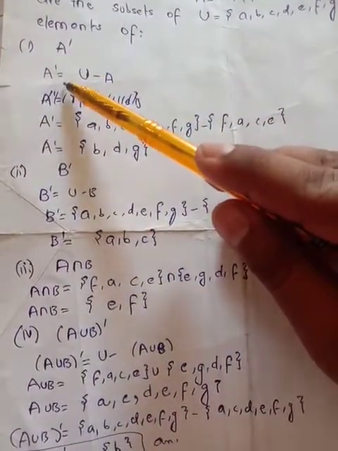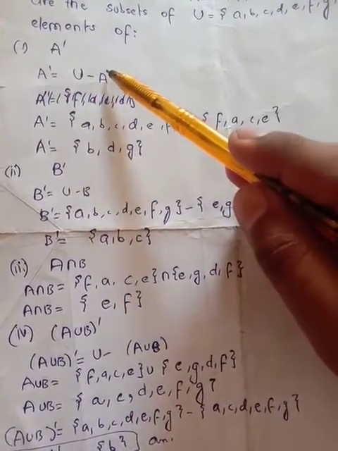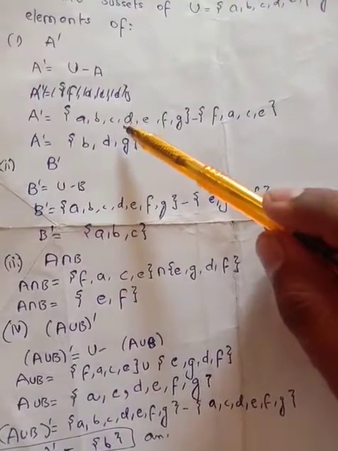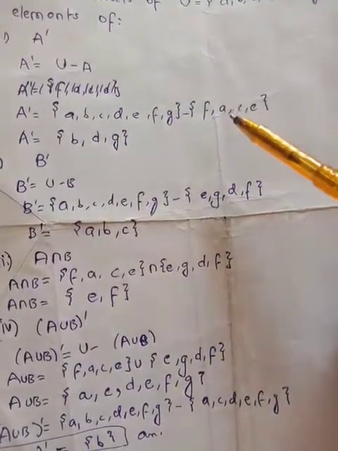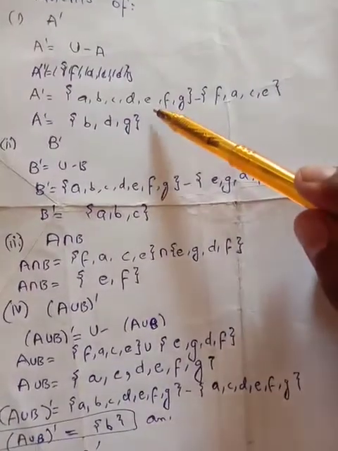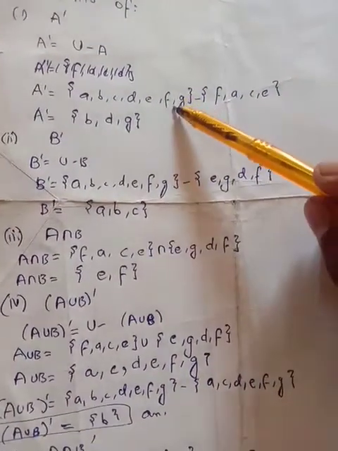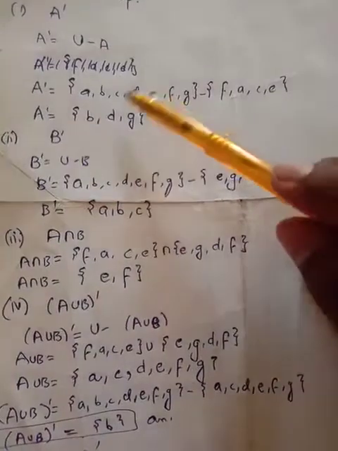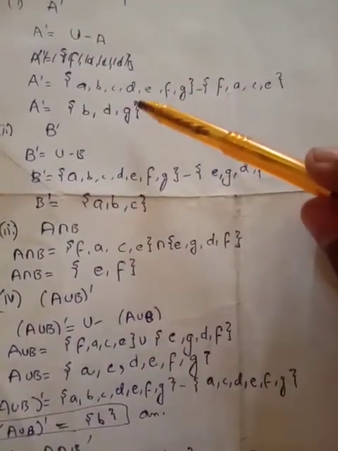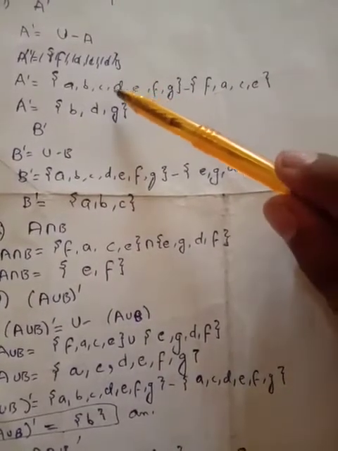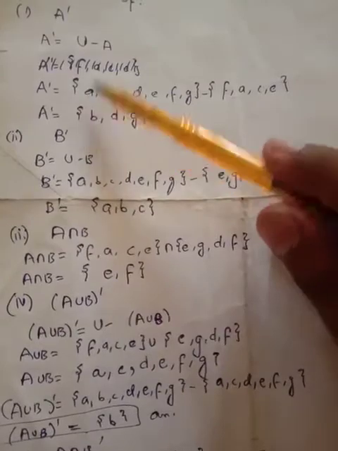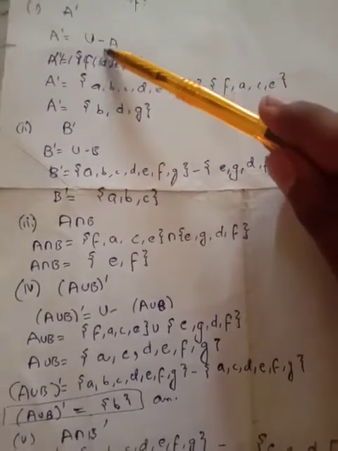Class, as you know, A complement is U minus A. We will subtract the elements of A from set U. The U set is A, B, C, D, E, F, G and the A set is F, A, C, E. So we will subtract the A set from the U set. F will be subtracted from F, A from A, C from C, and E from E. Then the remaining elements will be B, D, G. This is the A complement because we have subtracted the A set from the U set.